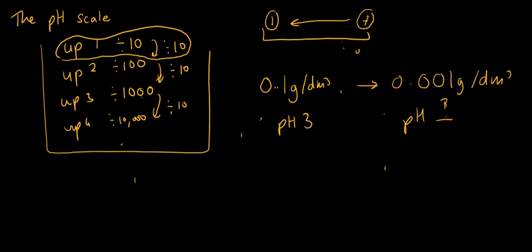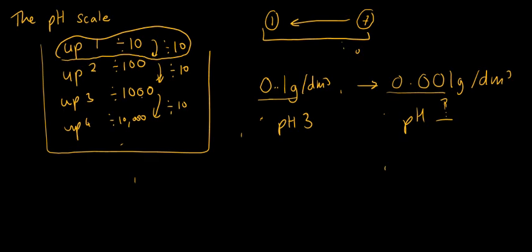Okay, so hopefully you've done that, and you will be aware that this is being divided by, hang on a second. If I was to do 0.1 divided by 0.001, then that is going to give me an answer of 100. So this is being divided by 100.